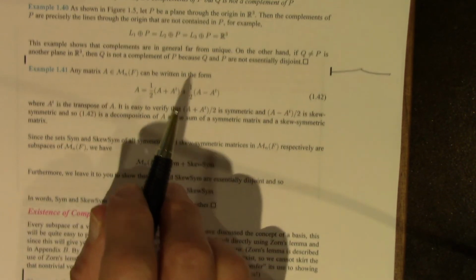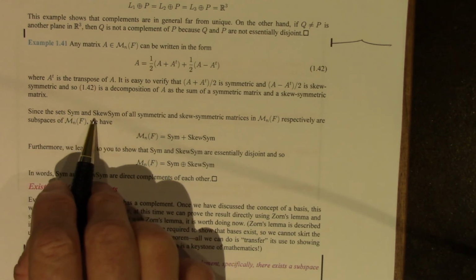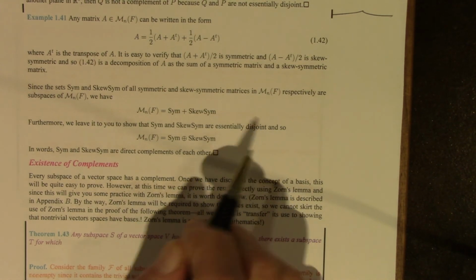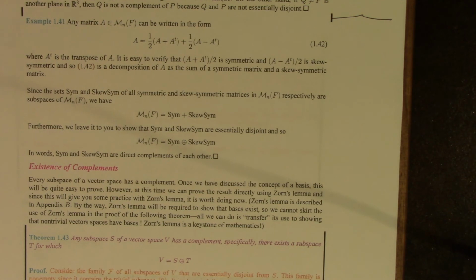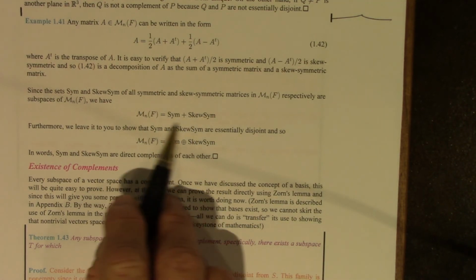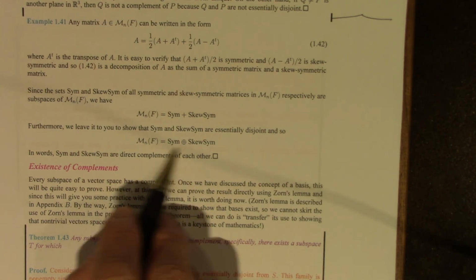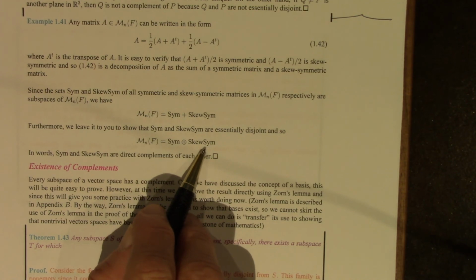But the symmetric matrices, let's say SYM, and the skew symmetric matrices are essentially disjoint, because if a matrix is both symmetric and skew symmetric, it has to be the zero matrix, and I'll let you fill in the details. So this sum is actually a direct sum, an internal direct sum, but we again usually just say direct sum.